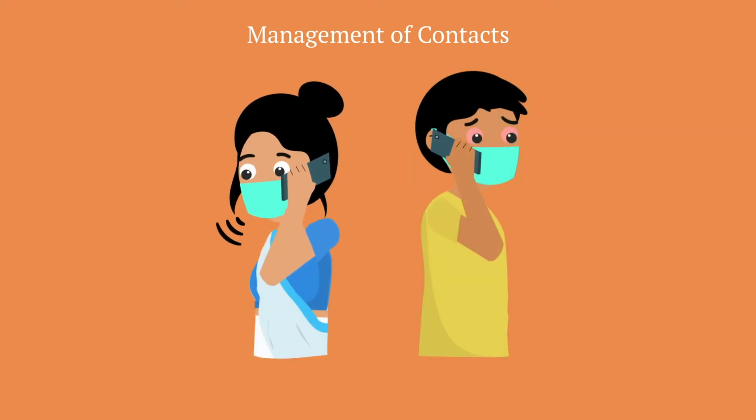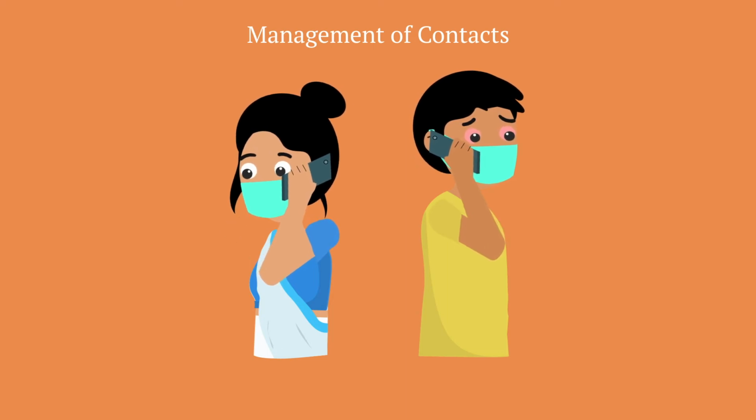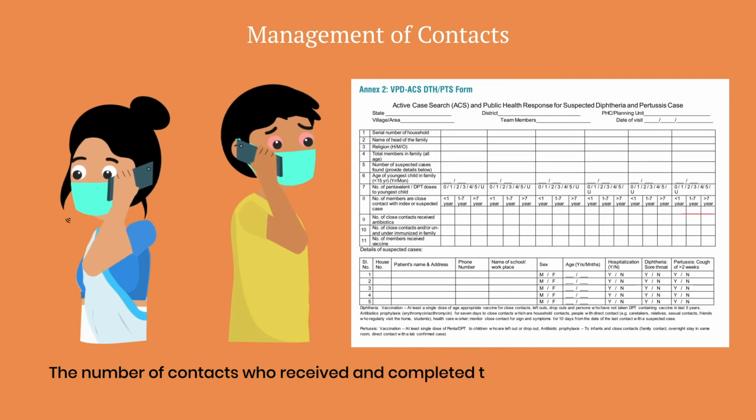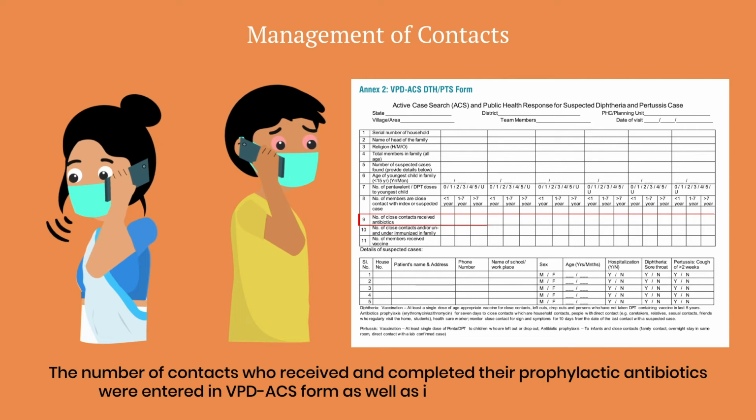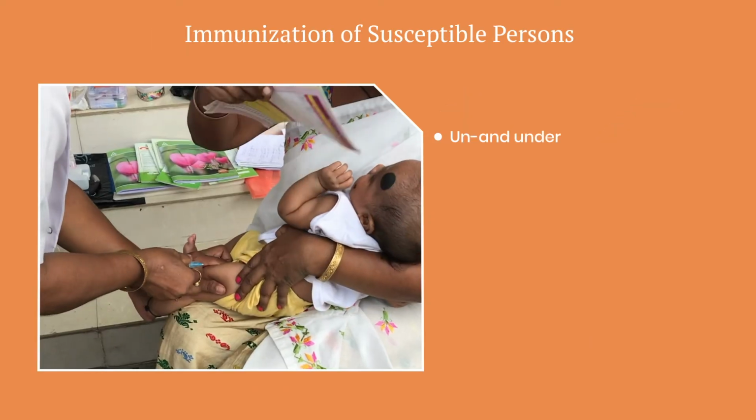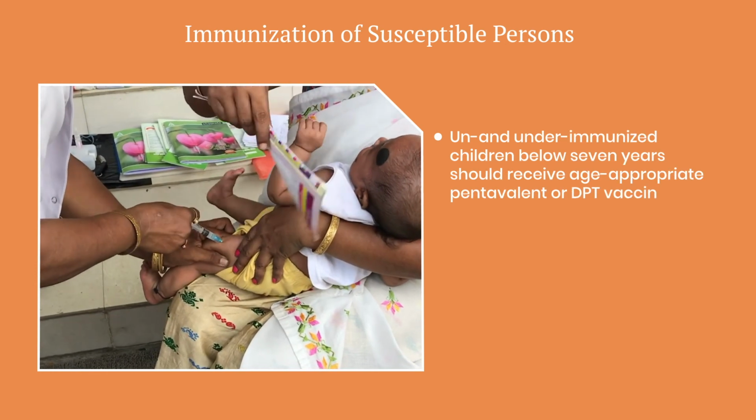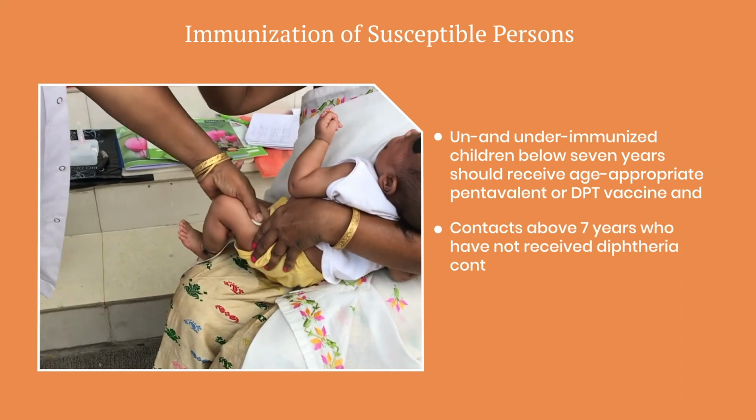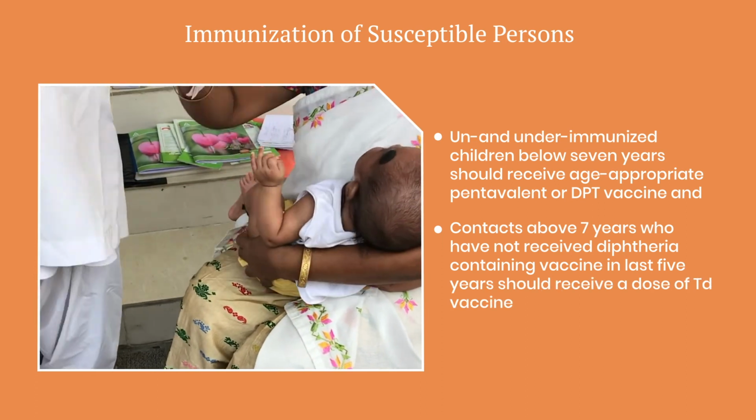The surveillance staff monitored contacts through daily telephonic communication with them to find new symptoms. The number of contacts who received and completed their prophylactic antibiotics were entered in VPD ACS form as well as in the case investigation form. Unimmunized and under-immunized children below 7 years should receive age-appropriate pentavalent or DPT vaccine, and contacts above 7 years who have not received diphtheria-containing vaccine in last 5 years should receive a dose of TD vaccine.